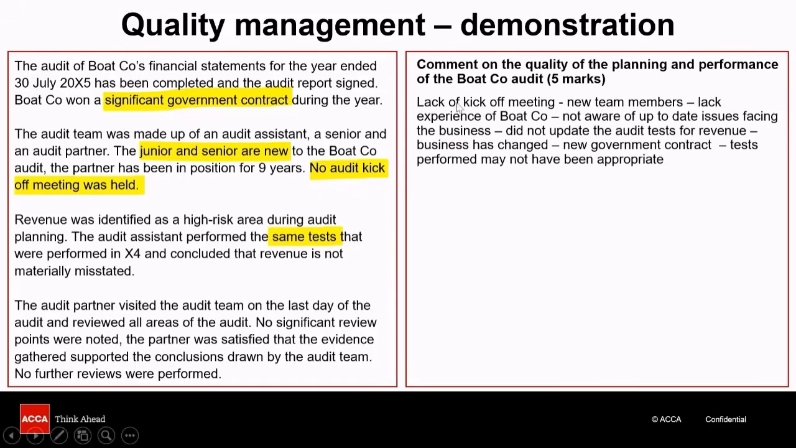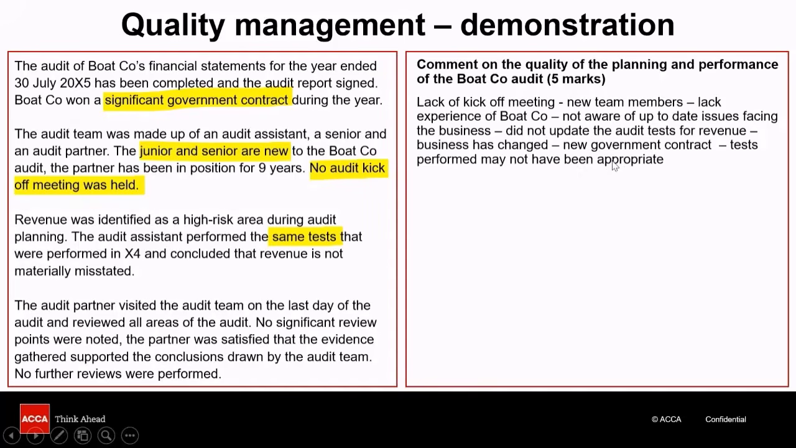Because there was a lack of kickoff meeting, the new team members, the junior and the assistant and the senior, who lack experience of boat company, might not be aware of what's happening in the business, the up-to-date issues facing boat company. And that meant they didn't update the audit test for revenue, despite the fact that the business has changed and we've won this new government contract. And therefore, the tests that we have performed for revenue might not have been appropriate. That's why it's a quality issue.